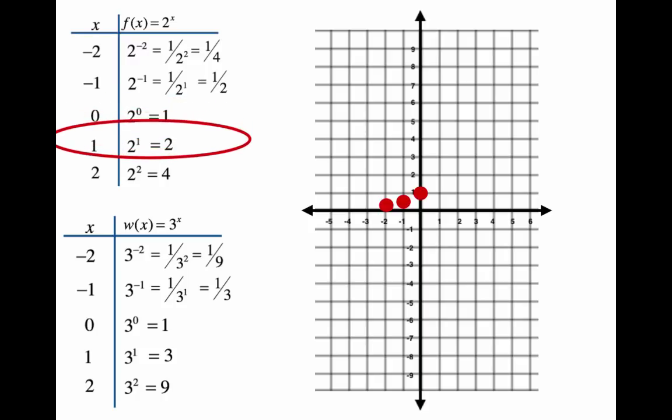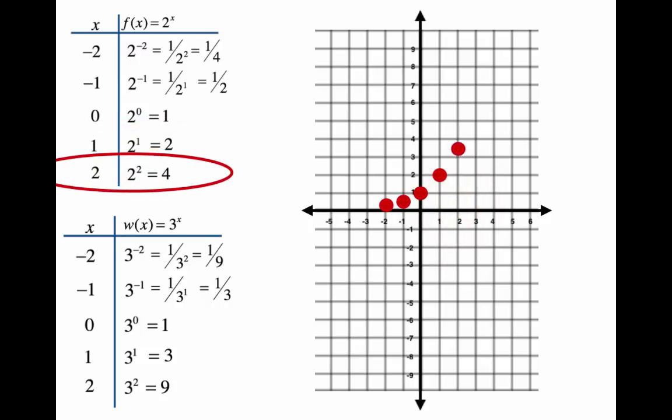Then I'm going to go to 1 and 2. 1 up to 2. And then lastly, I'm going to do 2 and 4. So I'm going to go to 2 up to 4. And there it is. You slowly can see that exponential curve. So I'm going to connect those points with that nice smooth curve. No using my ruler for that piece of it. And there's f of x.